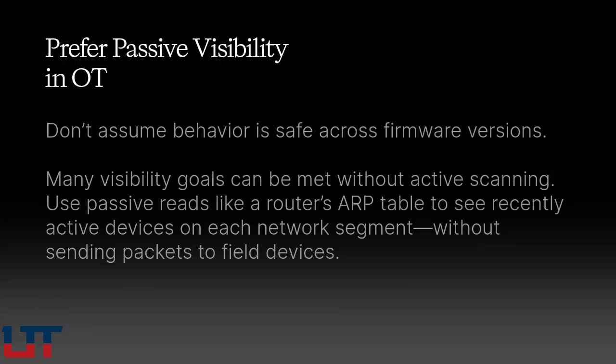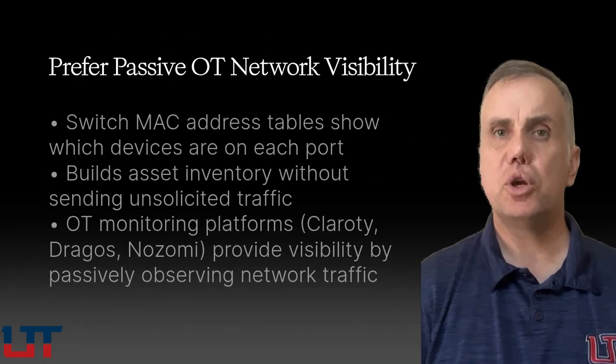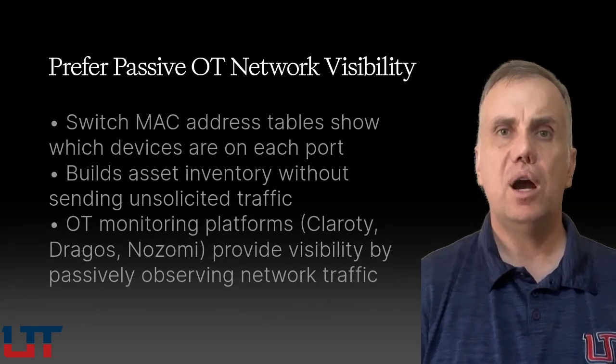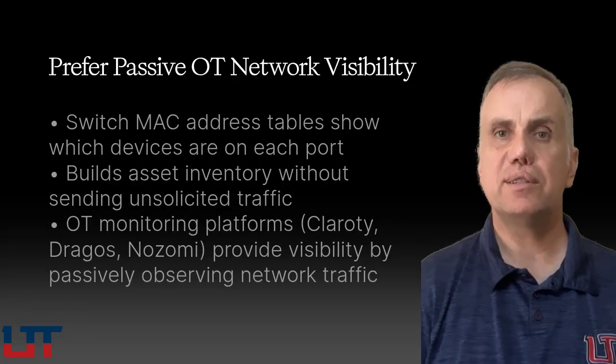The good news is that many of the most valuable visibility goals can be achieved without active scanning. One idea is you can query the router's ARP table, a passive read operation that doesn't send any packets to field devices, and it will reveal which devices have been recently active on each network segment. Switch MAC address tables show which MAC addresses are present on each port. These passive methods build asset inventory without sending any unsolicited traffic.